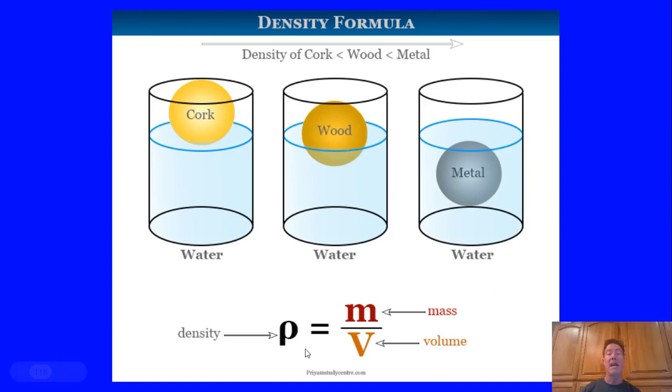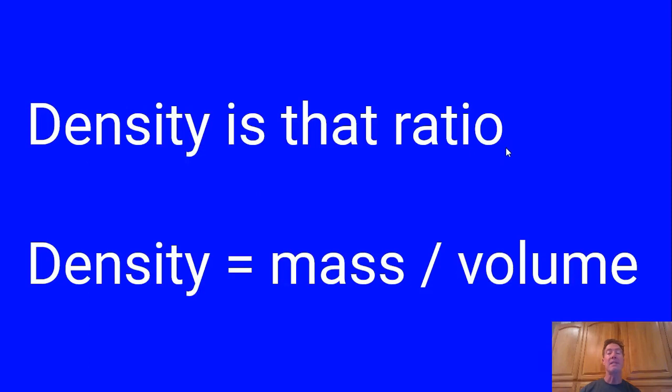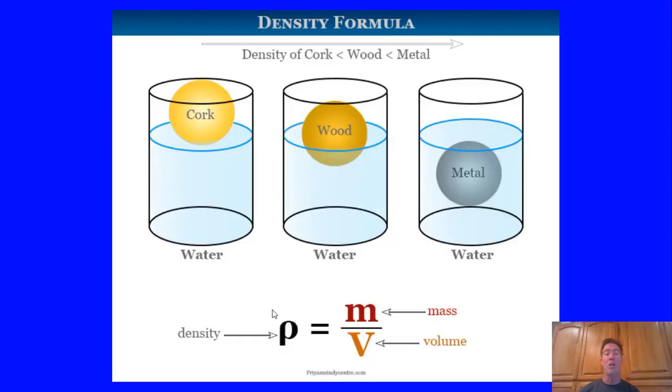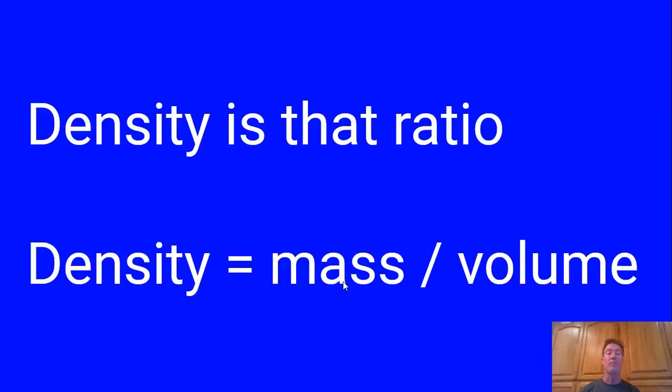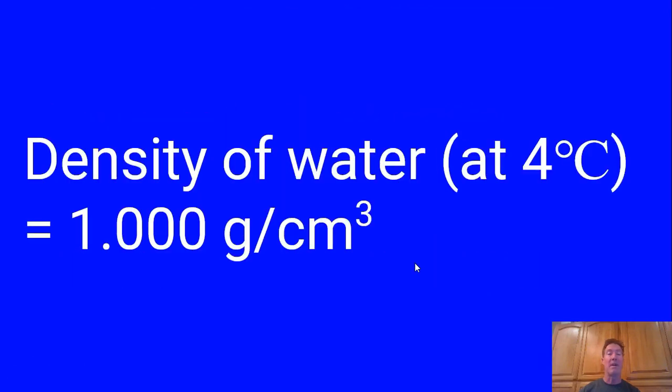So we define density as mass divided by volume. And you'll often see this figure here. I think that's called rho in the Greek alphabet. Well, anyway, density is that ratio. Oh, and that makes sense why we would use rho for the ratio, because it's the ratio of mass to volume. So density equals mass divided by volume. The density of water at 4 degrees Celsius is defined as 1.000 grams per cubic centimeter.